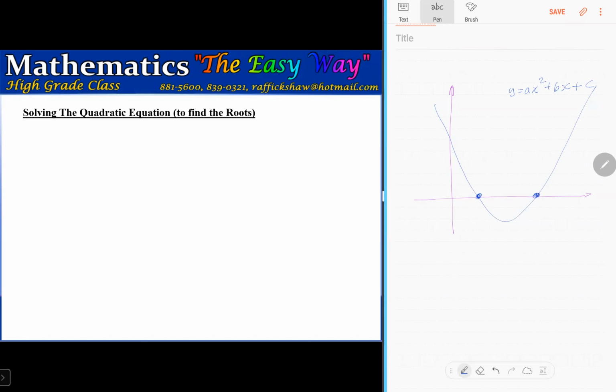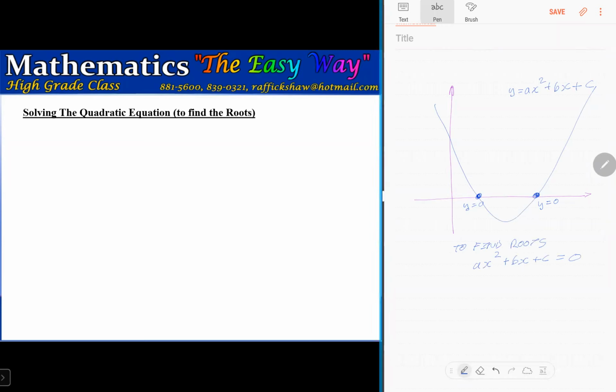Those are the roots. Those 2 points are the roots. All right? What we said before is that at this point, we know that y equals 0. And at this point also, y is equal to 0 because there are points on the x-axis. And if y is equal to 0, it means that to find the roots, since y equals 0, then the expression ax squared plus bx plus c becomes equal to 0. That is what we're saying.